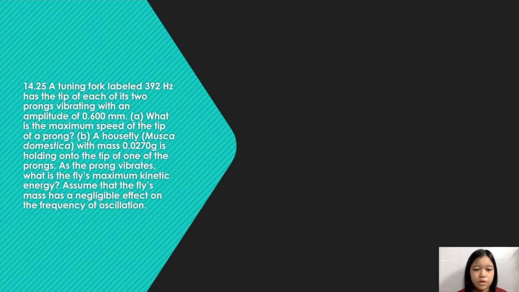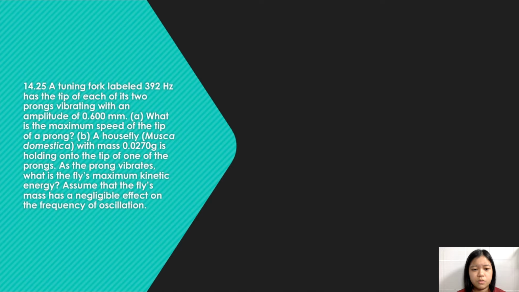A tuning fork labeled 392 Hz has the tip of each of its 2 prongs vibrating with an amplitude of 0.6 millimeters. What is the maximum speed of the tip of the prong? Letter B. A housefly Musca domestica with mass 0.027 grams is holding onto the tip of one of the prongs. As the prong vibrates, what is the maximum kinetic energy? Assume that the fly's mass has a negligible effect on the frequency of oscillation.